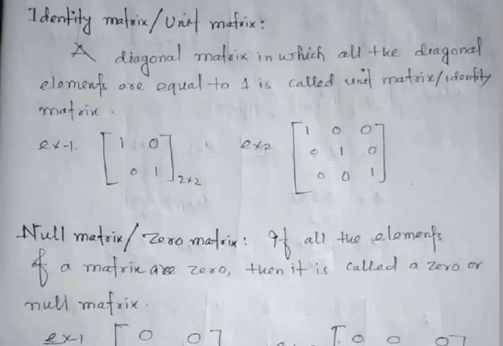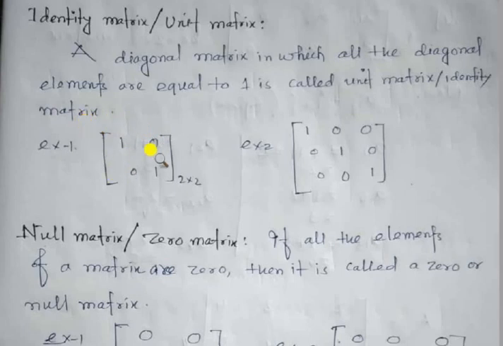So come to another types of matrices. This is called identity matrix or unit matrix. A diagonal matrix in which all the diagonal elements are equal to 1 is called unit matrix or identity matrix. That means a matrix in which all the diagonal elements are equal to 1 and the non-diagonal elements are 0 is called an identity matrix.